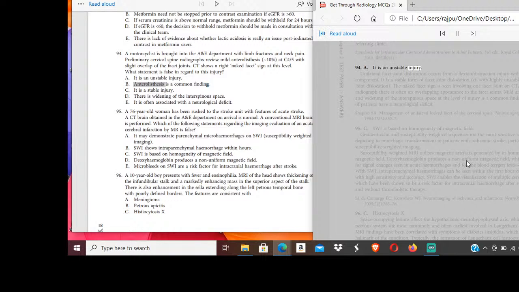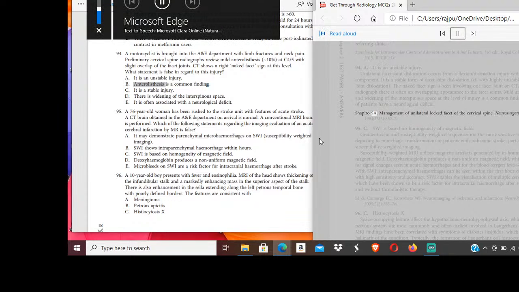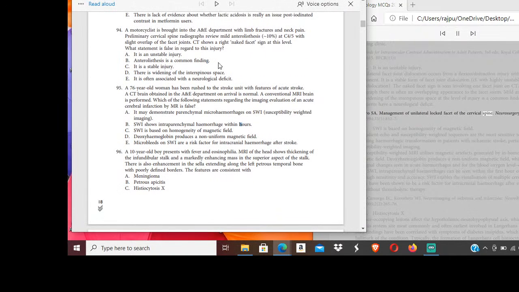It is an unstable injury. Unilateral facet joint dislocation occurs from a flexion/distraction injury with a rotatory component. It is a stable form of facet joint dislocation, in contrast with highly unstable bilateral facet joint dislocation. The naked facet sign is seen involving one facet joint on CT, and on plain radiograph there is often an overlapping appearance to the facet joints. Mild anterolisthesis and widening of the interspinous space at the level of injury is a common finding. Up to 30% of patients have a neurological deficit. Shapiro SA. Management of unilateral locked facet of the cervical spine. Neurosurgery. 1994, 33:832-7.